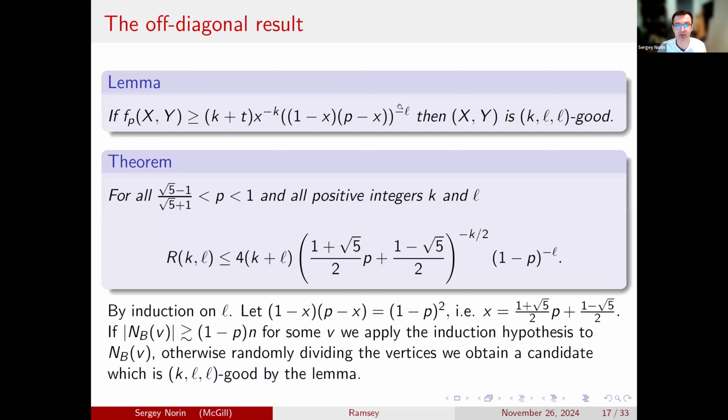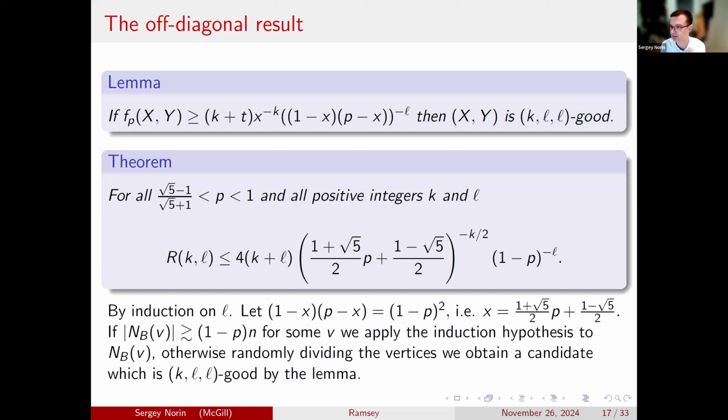So the bound on the number of vertices from the lemma would be something like x to the power minus k over 2 times the factor to the right to the power minus l over 2. And that leads to a natural equation: what we really want is that the loss is the same in both of these operations. So (1 - x)(p - x) is equal to (1 - p)^2. That's a quadratic equation which we solve, and that gives this particular bound.